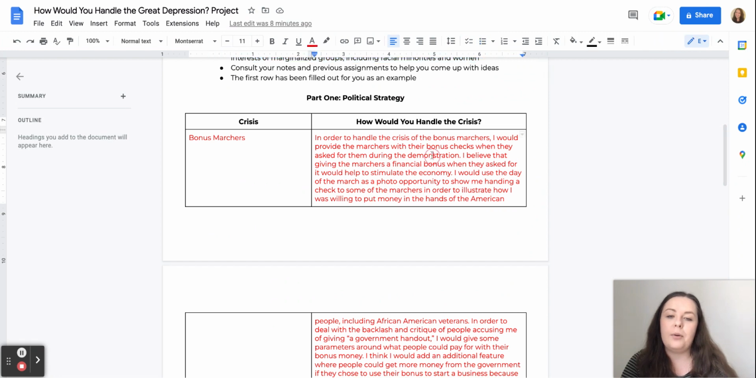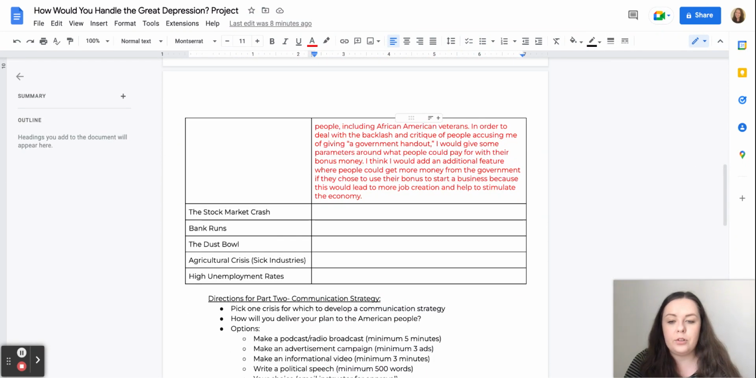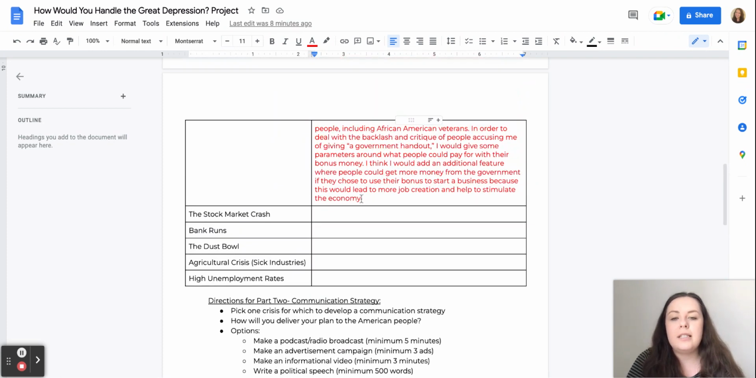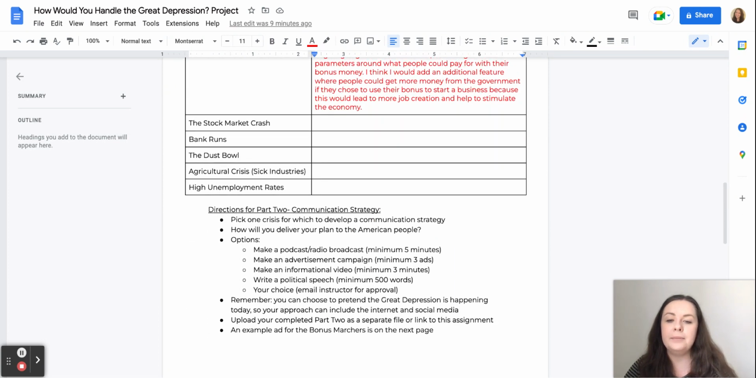Again, an example has been filled out for you here of an example strategy. I'm not going to read it to you, but it would be to give the bonus marchers their bonus and allow, if the bonus was used to start a business, you could get additional money from the government.